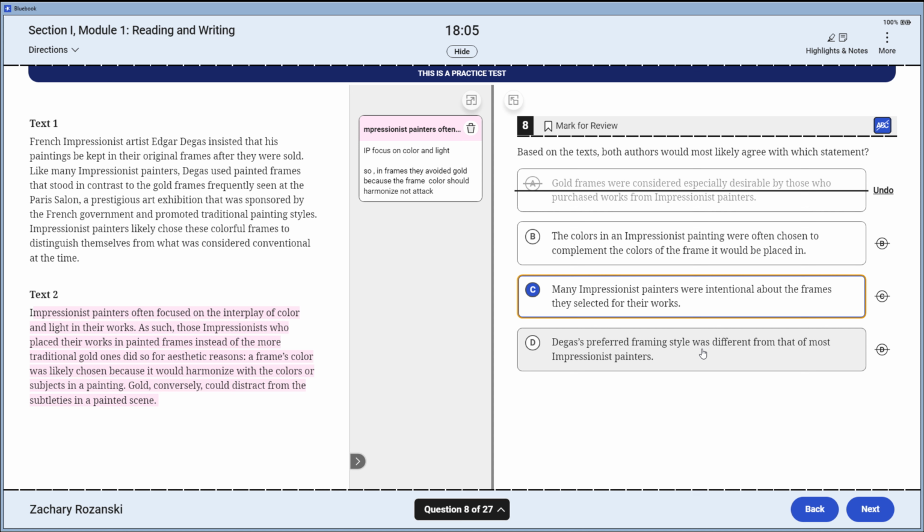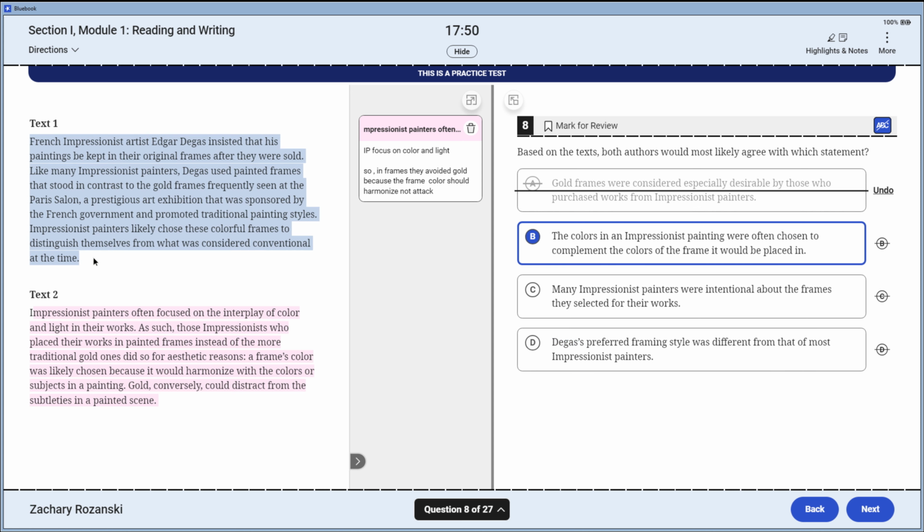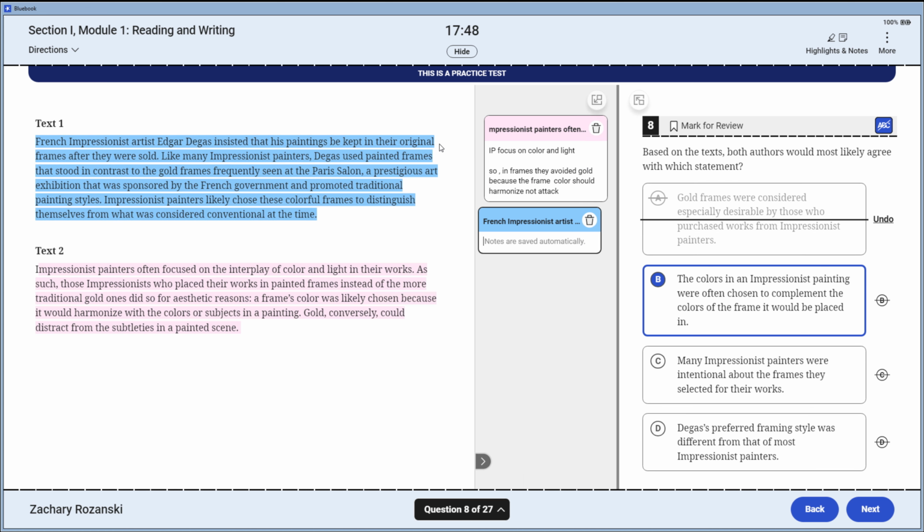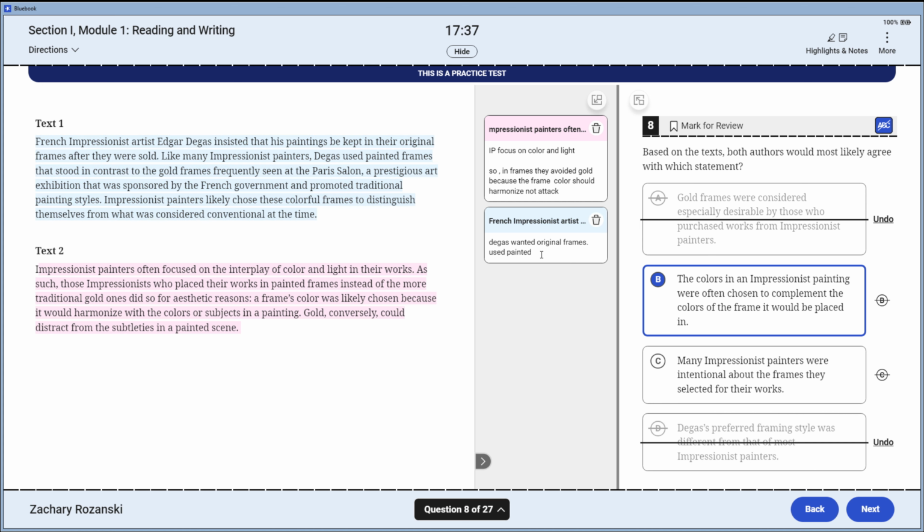The preferred framing style was different than that of most Impressionist painters. Though I don't have a statement about him, it could be true if he liked gold. So let's read text one. I'm going to give this a little highlight and give it a read. As we focus on this first one, Degas wanted original frames. Like most, he used painted frames, so this defaults immediately in this moment. He used painted frames, not gold.